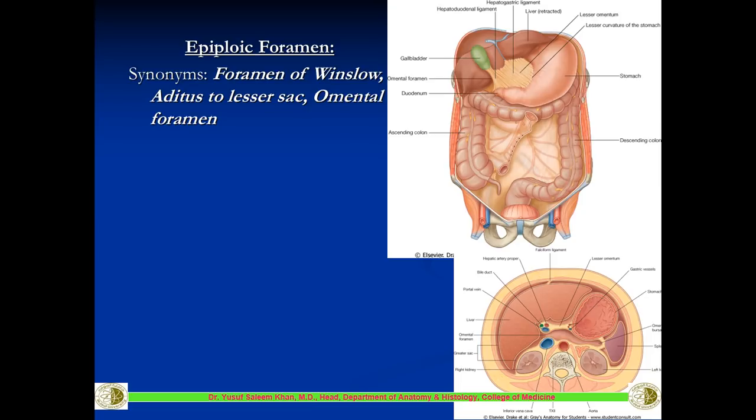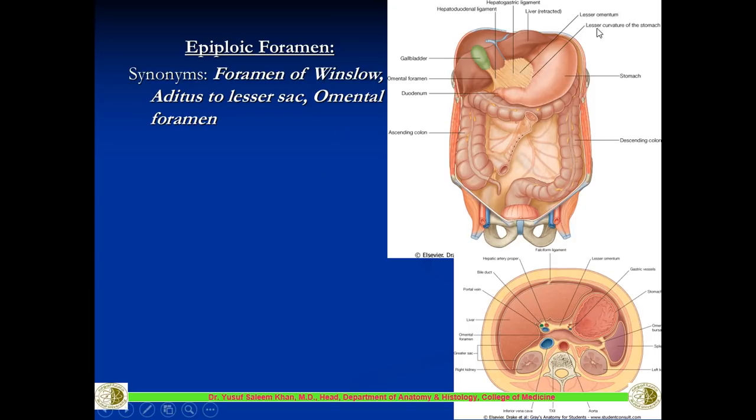Okay, so this is called the epiploic foramen, also called the foramen of Winslow, as well as the aditus to the lesser sac. Aditus is the opening to the lesser sac, so it is aditus to the lesser sac, or it is also called the omental foramen. Omental foramen.